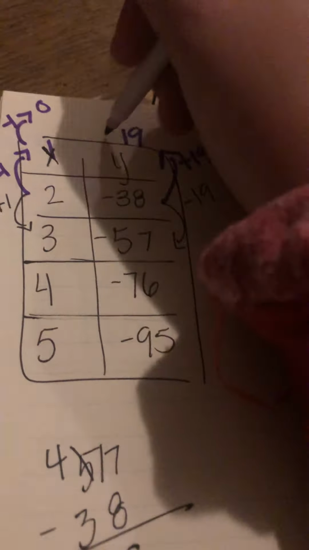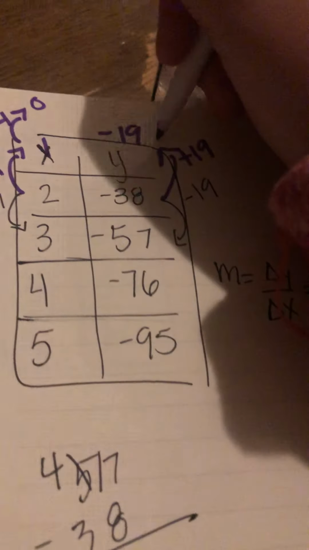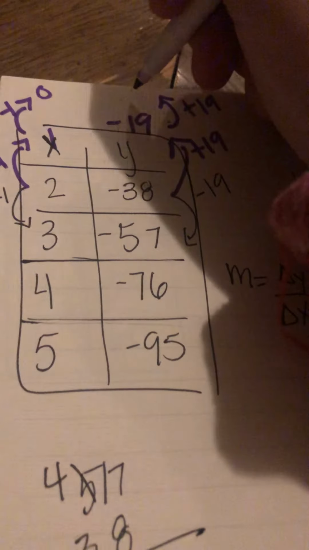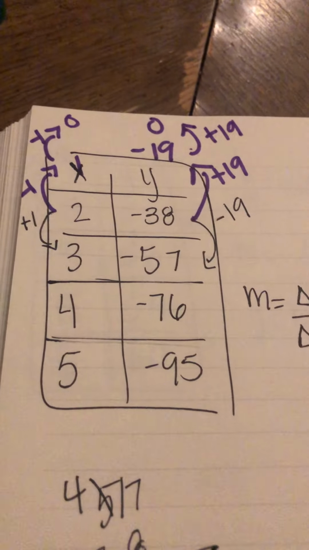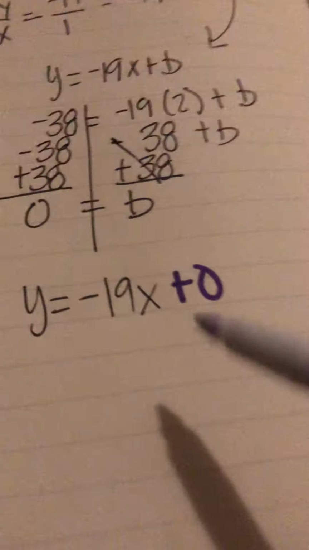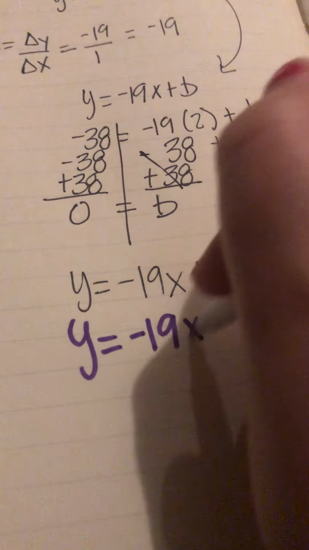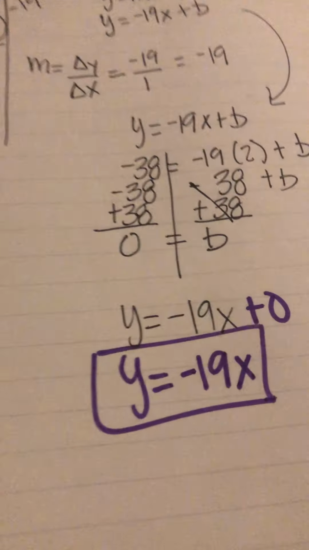Not just 19, it's -19. So I've got to do it again, plus 19. Well, -19 plus 19 gets me 0. So it turns out I did it right. Now, remember, they're never going to write plus 0 out on the side. They're always just going to write y equals -19x and leave it alone.